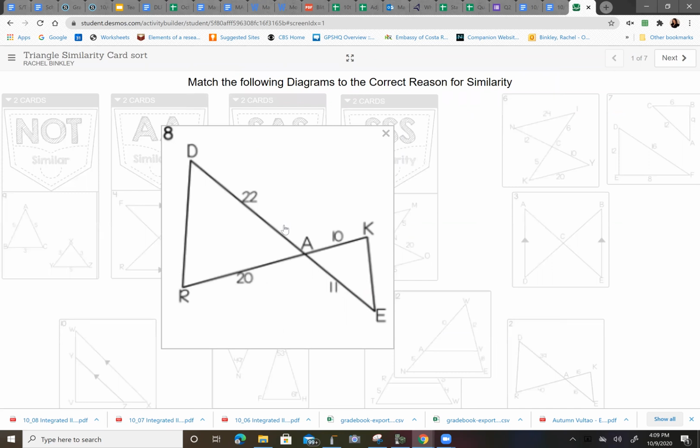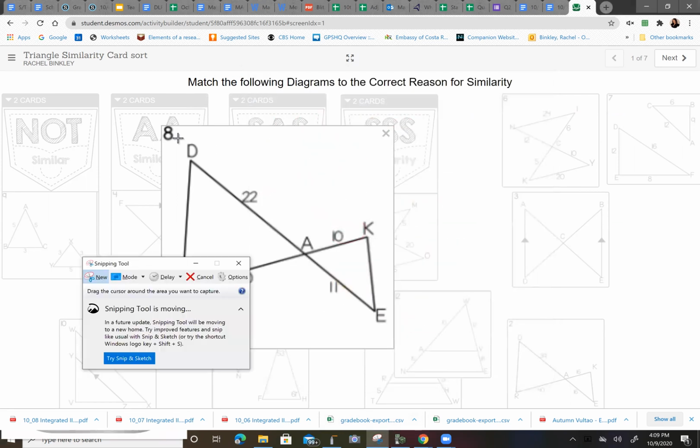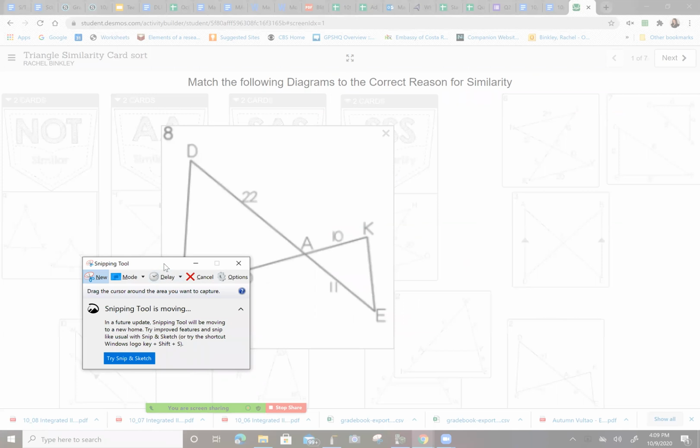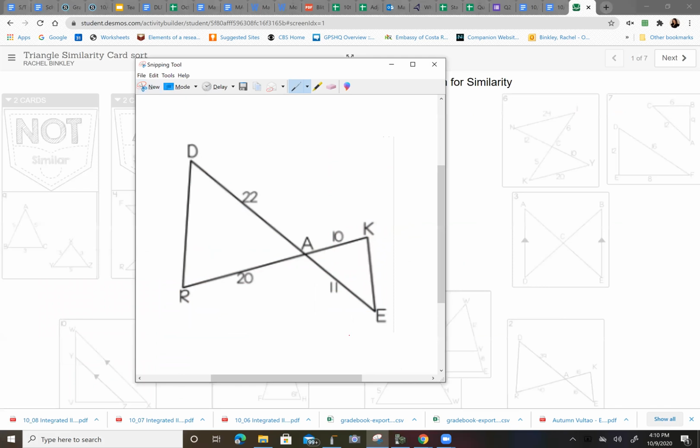Let's see why I put this under side angle side. Let me make a copy of it. Oh, you guys, I'm so tired. Thank goodness it's Friday.